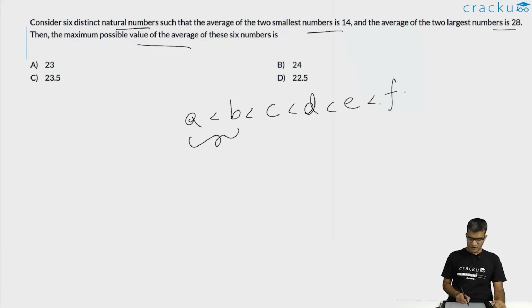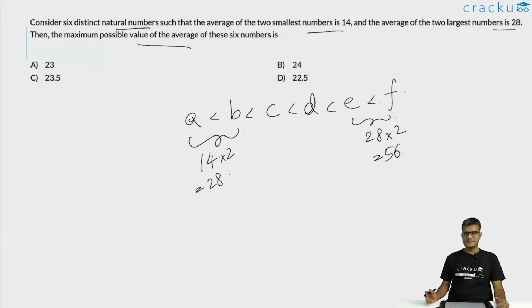The average of the two smallest numbers is 14. Therefore, their sum is 14 into 2, which is equal to 28. The average of the two largest numbers E and F is 28. So their sum will be 28 into 2, which is equal to 56. In order to maximize the average, we have to maximize the sum of C plus D. What is the maximum possible value of D?